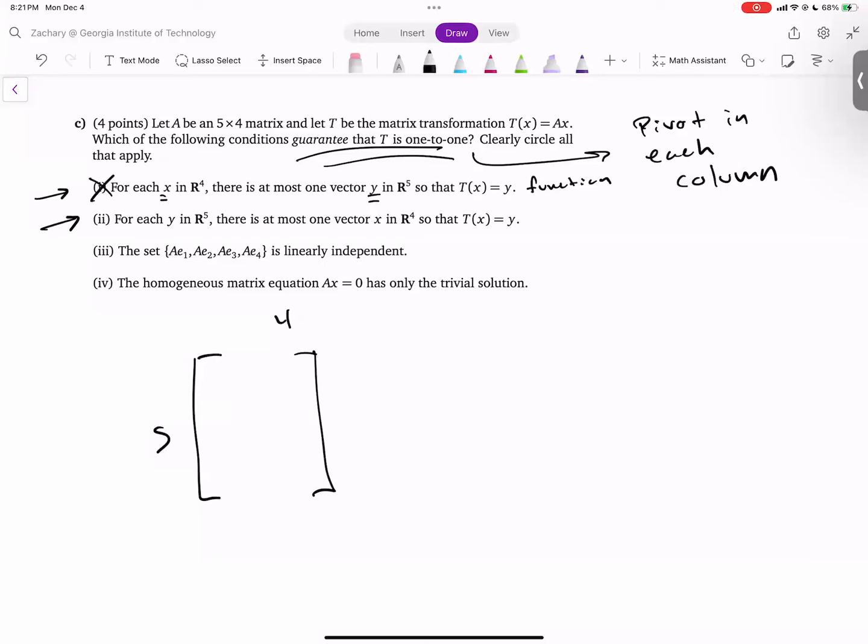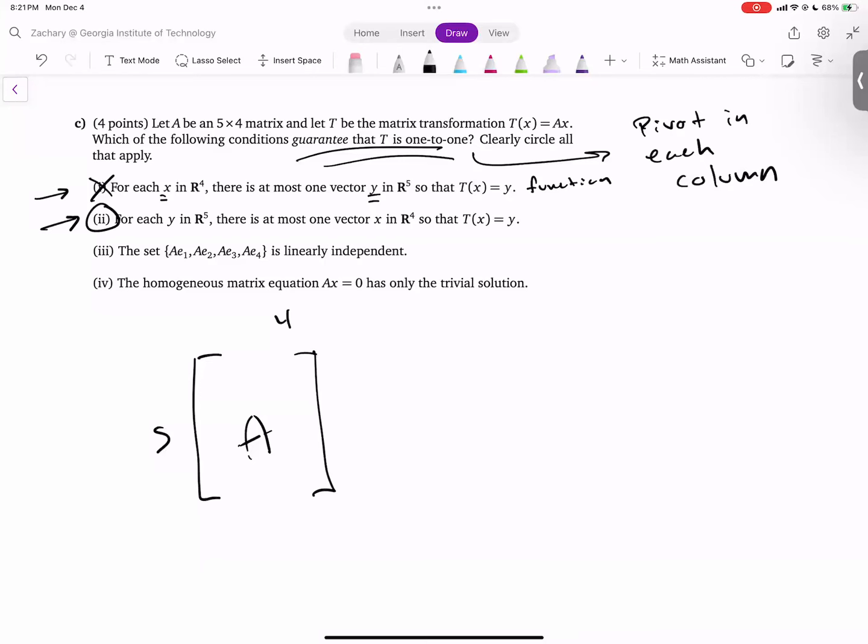But for the following one, for each y, there is at most one solution x, such that T of x equals y. So there is at most one solution. There are no free variables. We have a pivot in every column. We have linearly independent columns, which means that this is one-to-one. Something about this matrix A that's 5x4: can this thing ever be onto? No, because we're tall. The only kind of matrices that can be onto are wide and square, right? And only things that can be one-to-one are tall or square.